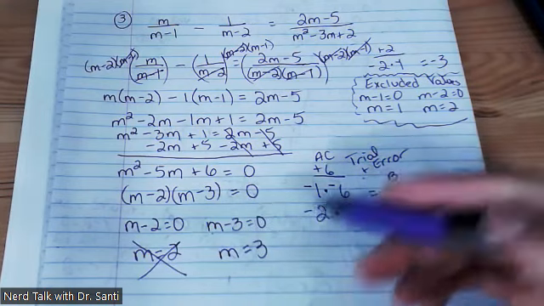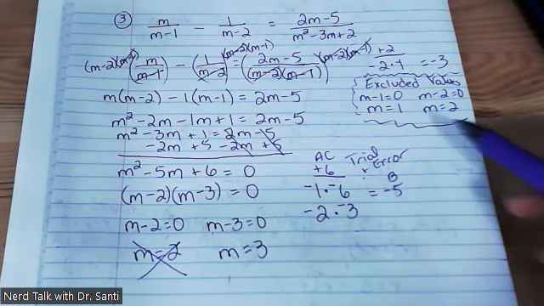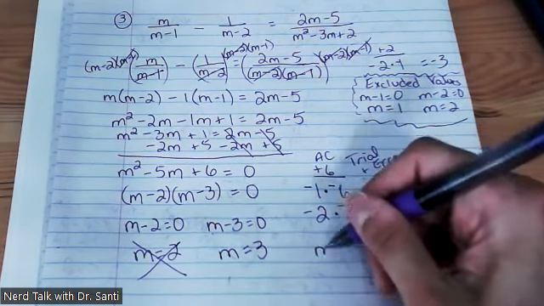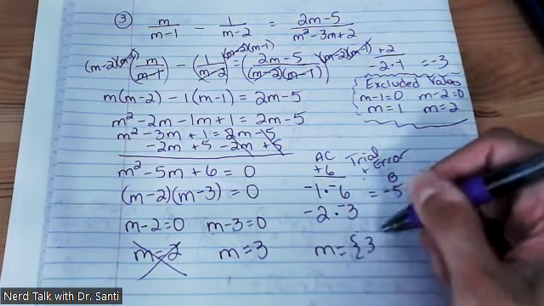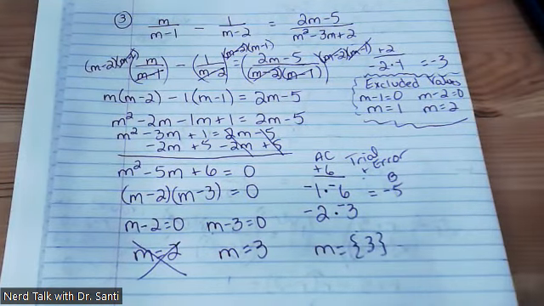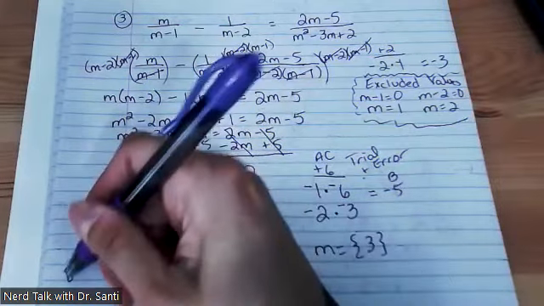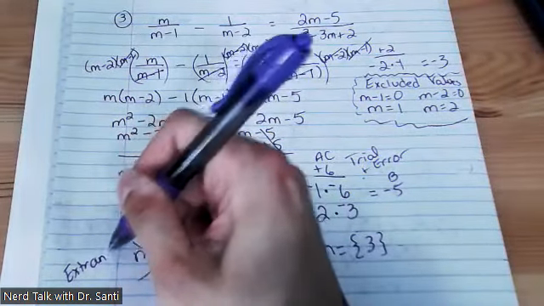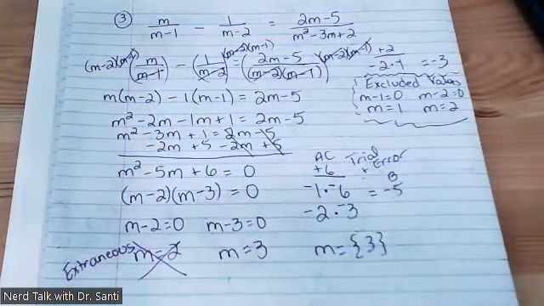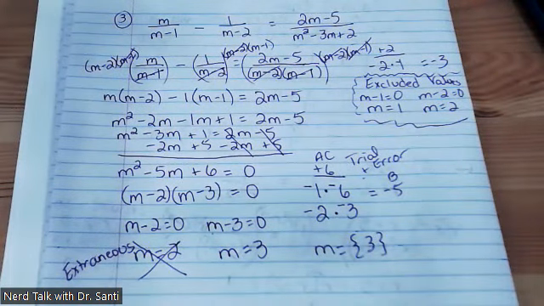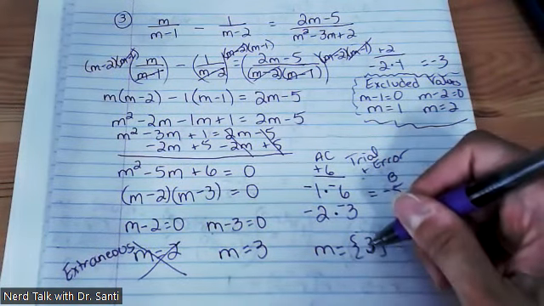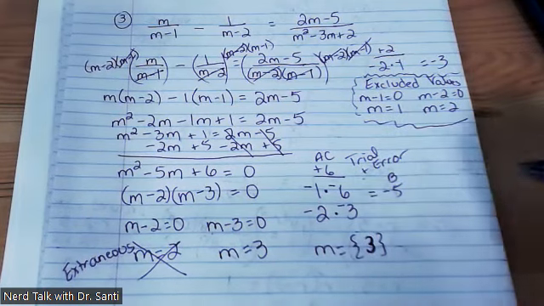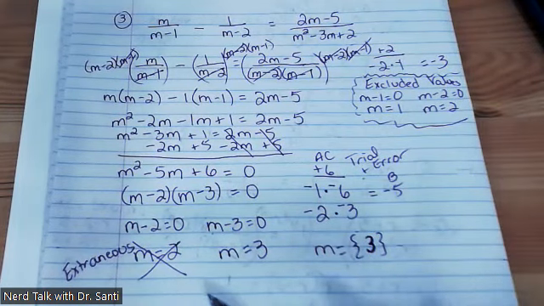So it does not work as a solution. So we would cross that off. 3 is totally okay. There are no exclusions for 3. So we'd say that our solution in this case is m is equal to 3. So I'm going to write over here that this solution was extraneous. So this is a perfect example of what it looks like if you did have an excluded value as a solution. You would recognize, okay, this is extraneous, so it's no longer valid.